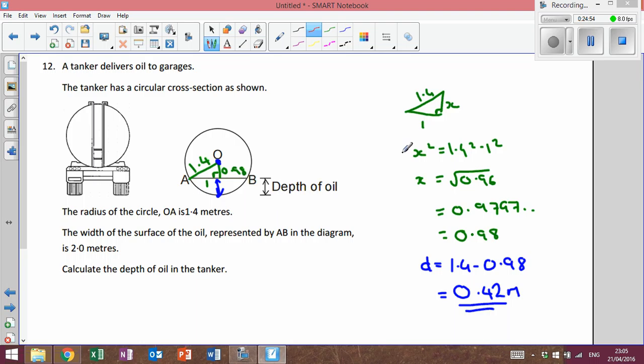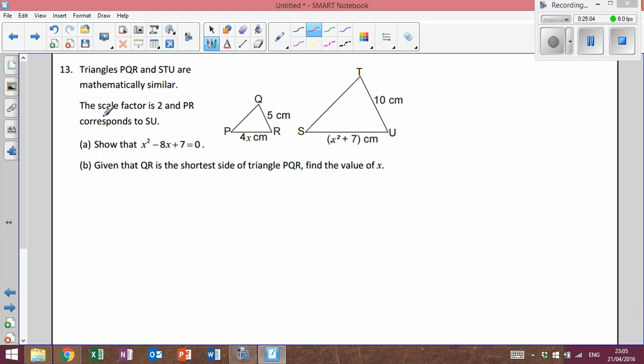Okay. Now getting the triangle is definitely worth a mark there, second for using Pythagoras, a third for x, and then fourth for the depth. Okay, and last question here. We've got similar triangles again, okay, so we're going to be using corresponding sides. The scale factor is 2, so to go from there to there is all 2 times bigger.